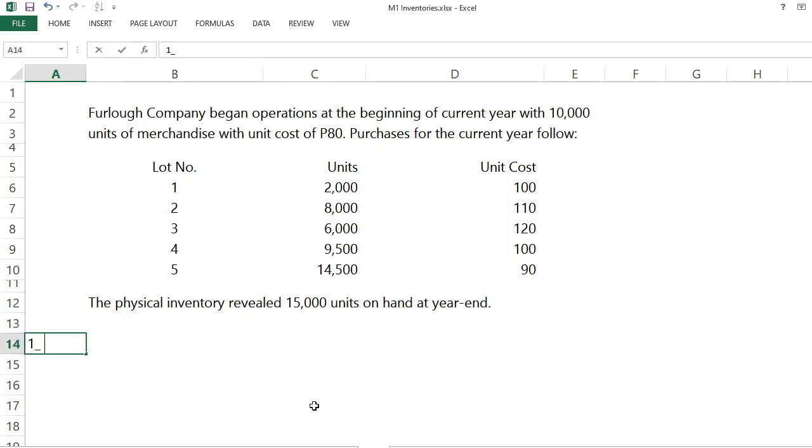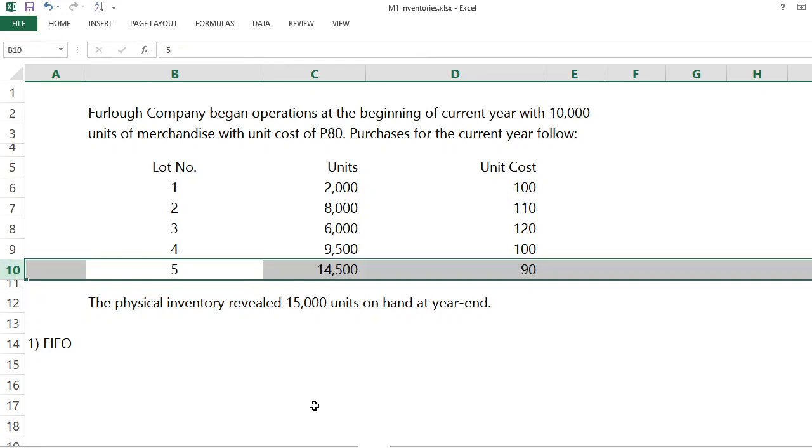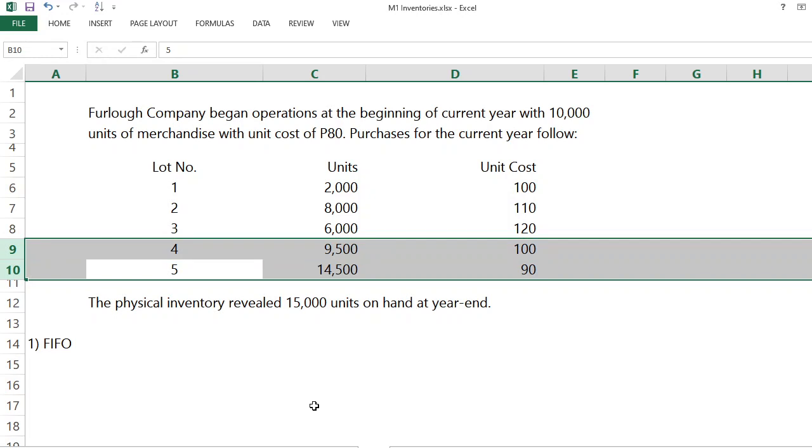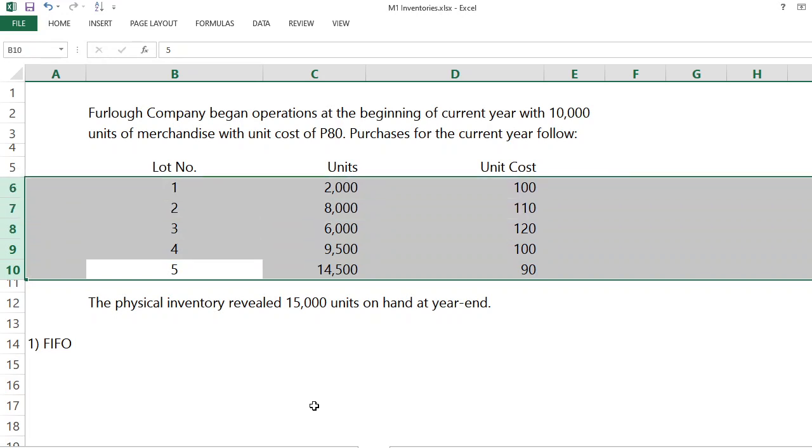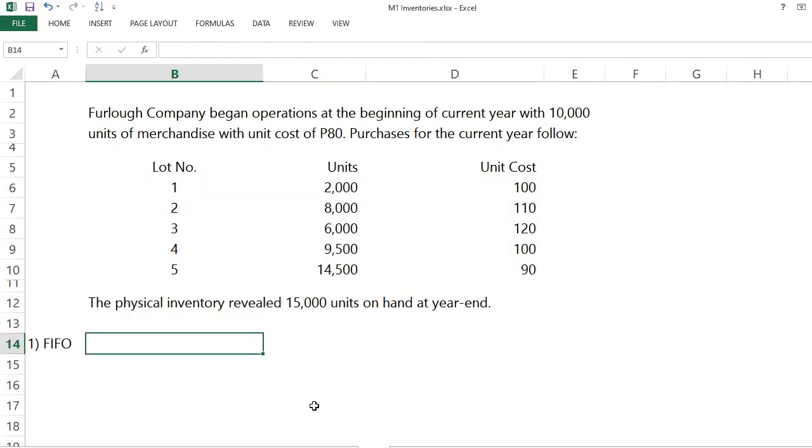So, under FIFO, where do we base the 15,000? Of course, first in, first out. The remaining are 15,000 units. So, the cost of those units is, of course, the latest that I purchased, the most recent that entered the warehouse. Actually, this is not a warehouse because of the lot number, right? So, from the latest to the oldest, from the most recent, the newest, going to the oldest. But the remaining is just 15,000. So, we will just see how far the 15,000 units can absorb.